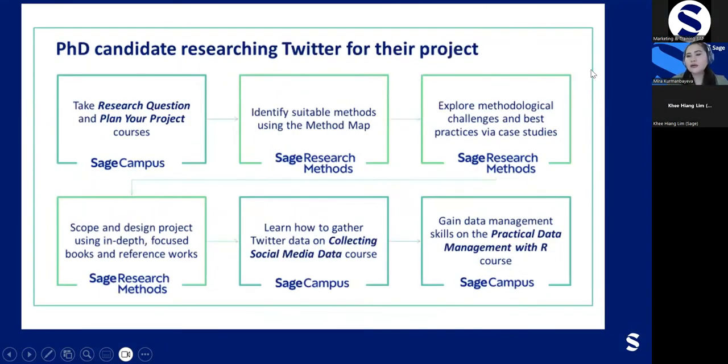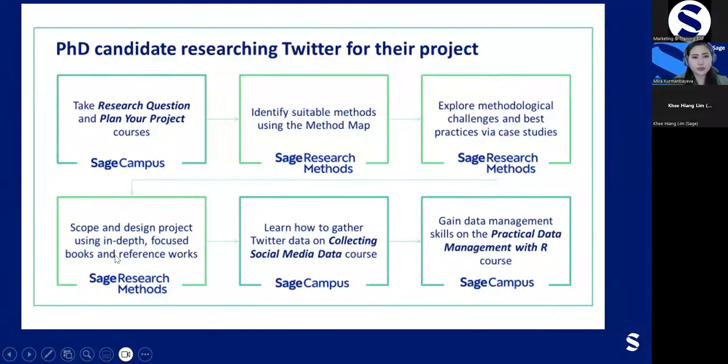There is another case, a PhD candidate who is researching Twitter for his project. So this PhD candidate is starting with a research question and planning his project. Then he identifies suitable methods using the method map, the map that I was showing you previously. After that, he goes to Sage Research Methods and explores methodological challenges and best practices via case studies, which is another component available on Sage Research Methods.